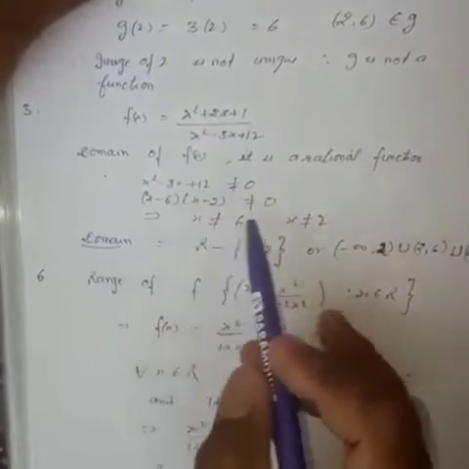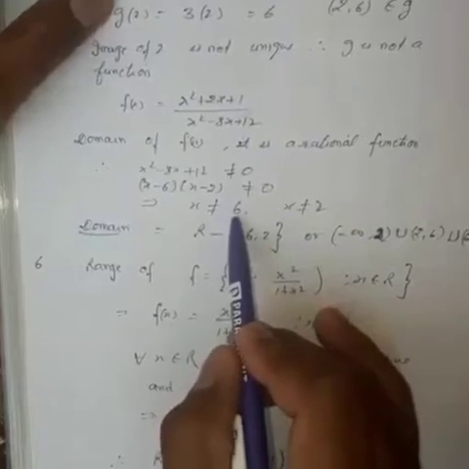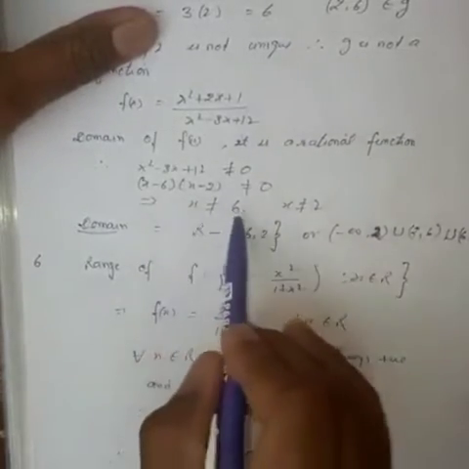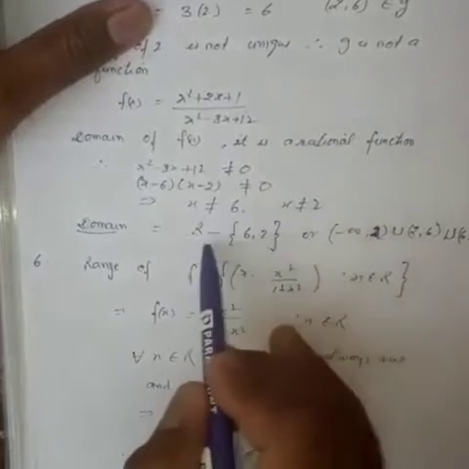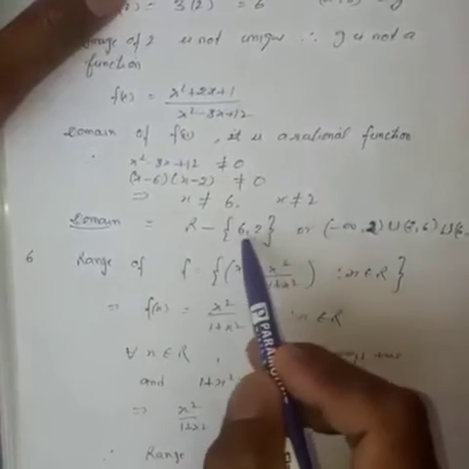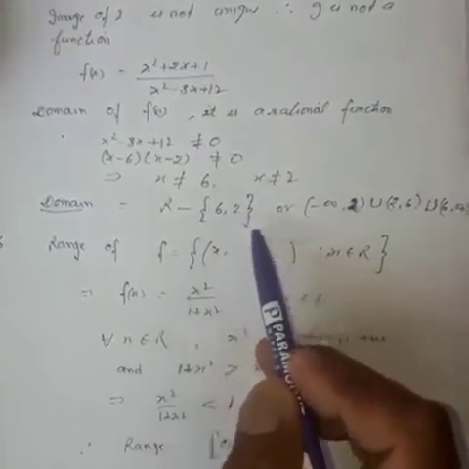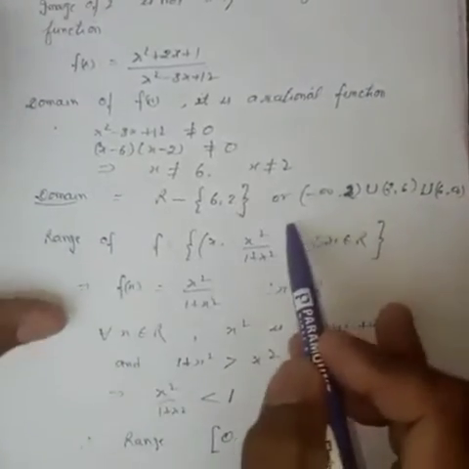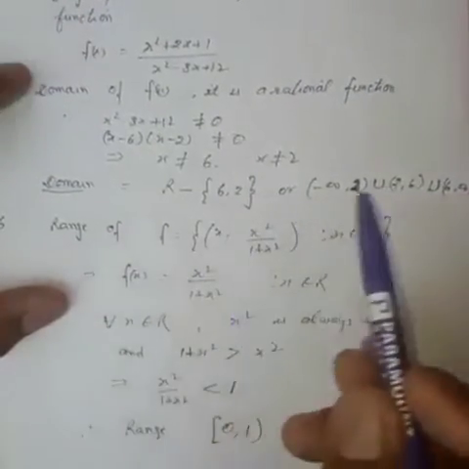We can solve this, and you will have x not equal to 6 and x not equal to 2. So therefore the domain is x not equal to 6 and x not equal to 2. In the form of a set, we can write it like this: R minus the set containing two elements, 6 and 2. Or in interval form we can write it like this. So these are two answers of this question. I hope it is clear.